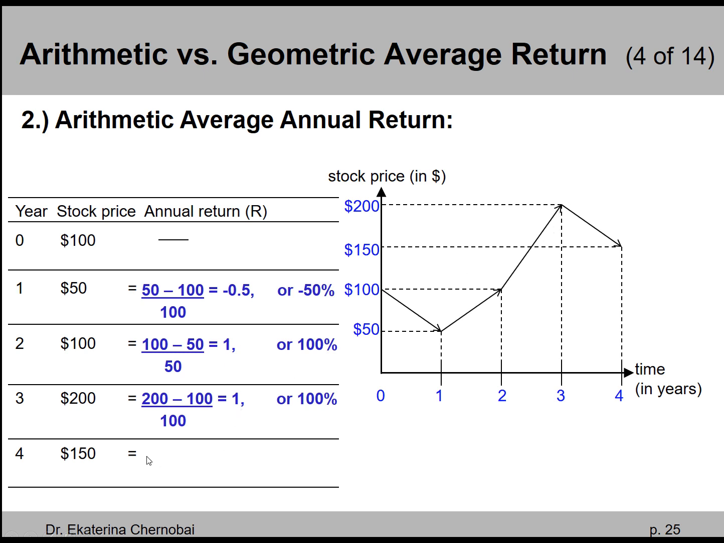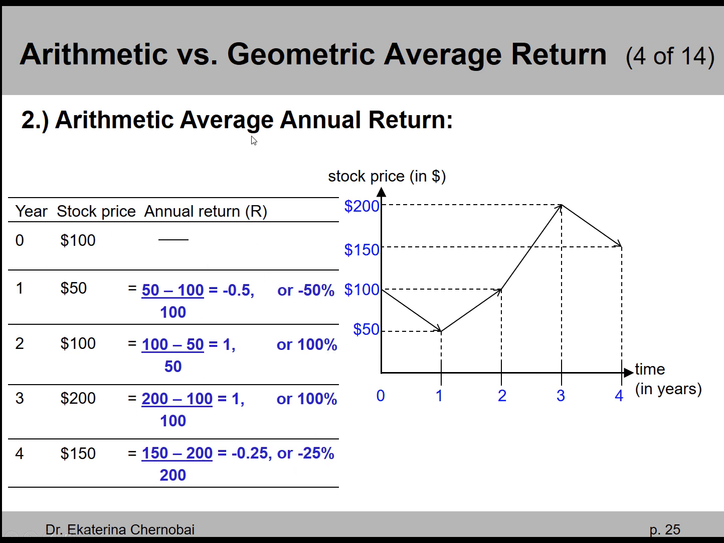Okay, and let's calculate the last return, over the fourth year. New minus old divided by old. 150 minus 200 divided by 200. Negative 0.25. That's a 25% decrease. Negative 25% return.